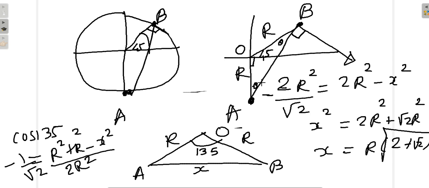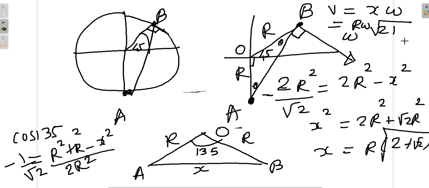And what is our velocity? Our velocity is x into omega. So the linear speed, the total speed at point B, will be given by x into omega, and that is r into omega into under root of 2 plus root 2. You can see we got the same answer as we got in the previous method.